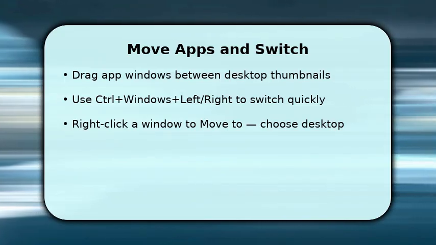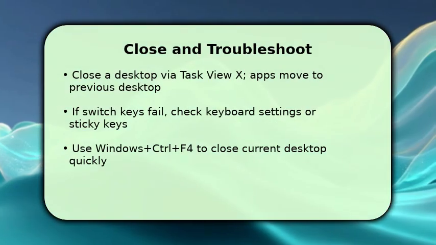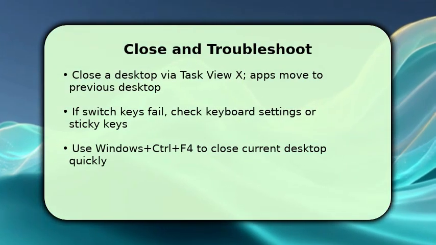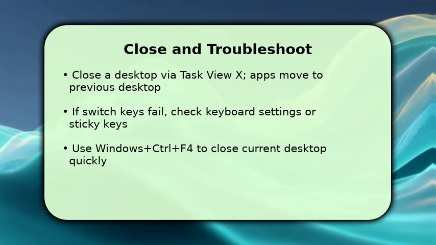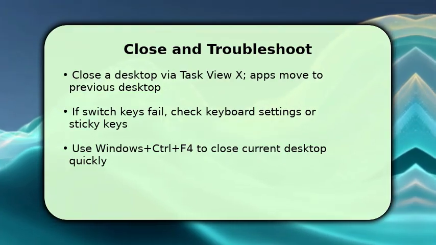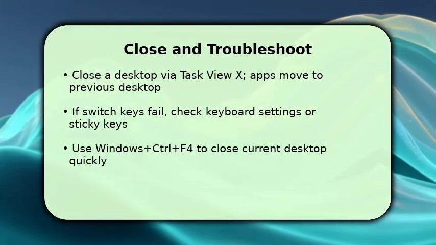This keeps focus isolated. Work apps on one desktop, communication apps on another, so you reduce clutter and mental switching costs. Finish by closing any extra desktops you no longer need. Open Task View and click the X on the desktop thumbnail, or press Windows plus Control plus F4 while on that desktop. Open apps will move to the previous desktop automatically.